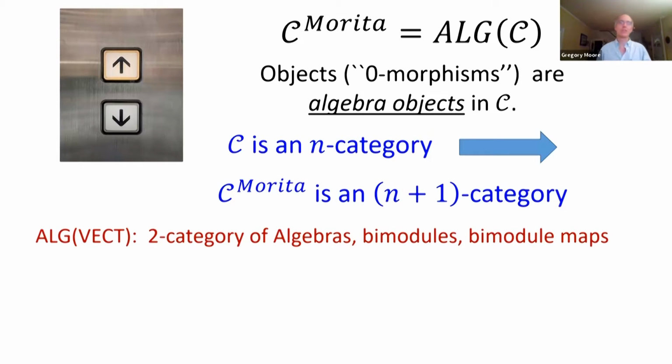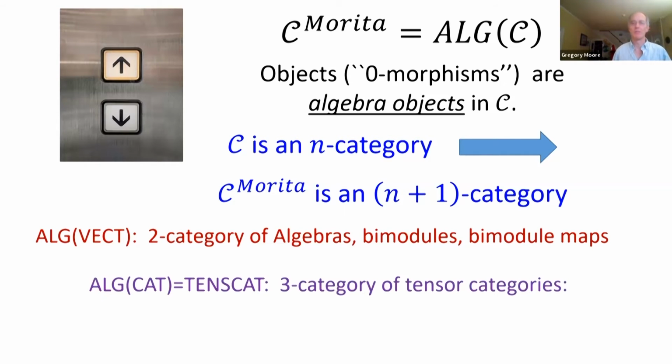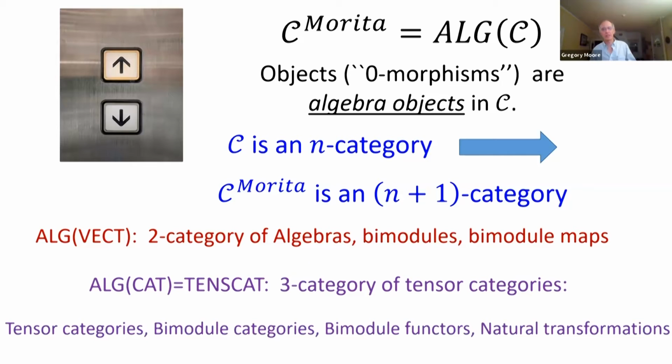And in fact, we've already used this construction when I talked about algebras and vector spaces. Those were the algebra objects in the 1-category of vector spaces, and that's the 2-category of algebras, bimodules, and bimodule maps. But this generalizes if we take the 2-category of categories. What is an algebra object? It's a category C with a morphism from C tensor C to C. That makes it a tensor category. And so we have the 3-category of tensor categories. The 0-morphisms are tensor categories, and we have bimodule categories as the 1-morphisms, bimodule functors as 2-morphisms, and natural transformations of such bimodule functors as 3-morphisms.